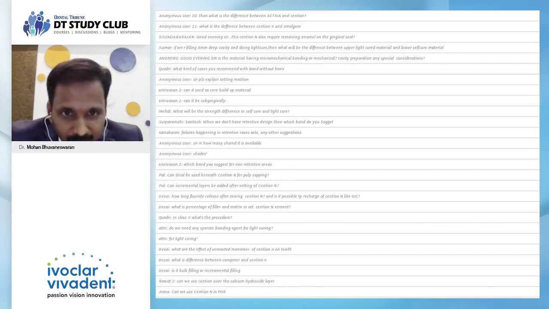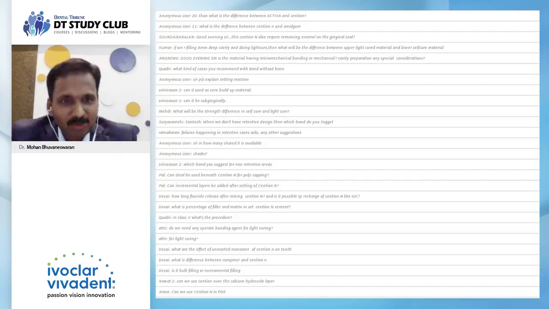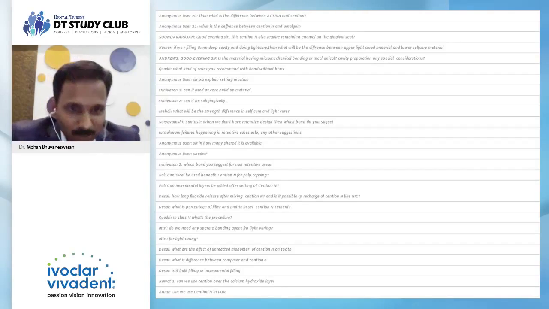Can it be used as a core buildup material? Good question. In fact, I've been doing that, but I didn't tell that because I don't want people to misuse this material. Make sure that there are no huge wall defects when you're doing root canal therapy and using it as a core buildup material. Yes, you can use it, though the manufacturer's instruction does not say that. It's my personal experience, I've been using that, and you can use it as a core buildup material.